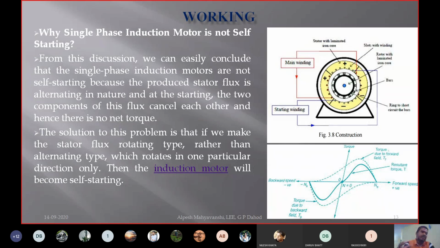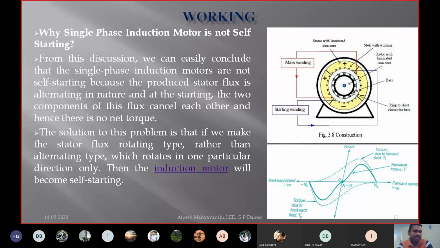Okay, so as soon as the single phase AC supply is given, the alternating flux is produced, and the two components of this flux cancel each other and hence there is no torque. This flux is divided into two components, forward component and backward component. Due to the forward flux, forward torque is produced, and due to the backward flux, backward torque is produced.